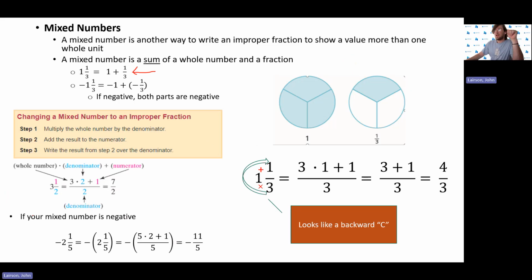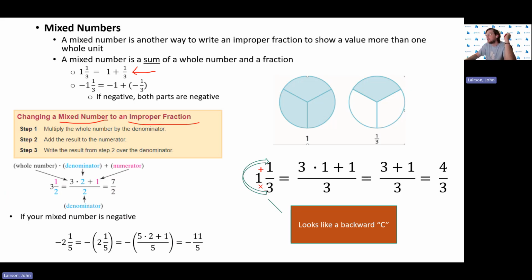And so we have this idea that we're going to go back and forth between the two. We're going to go from mixed numbers to improper fractions first, and then we're going to go the other direction after that. So mixed number to improper fraction. We start with the mixed number, we have this 1 and 1/3. And this way is pretty straightforward.